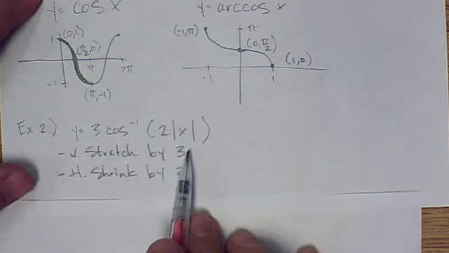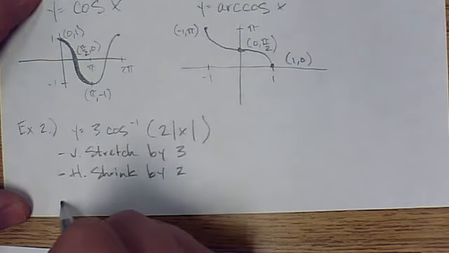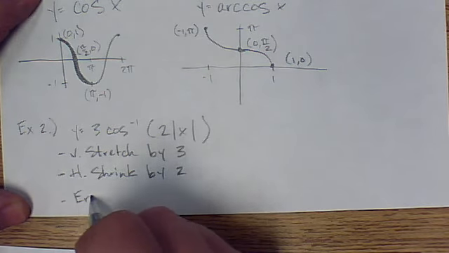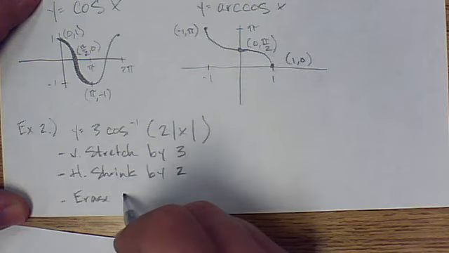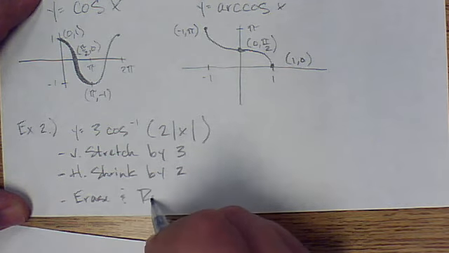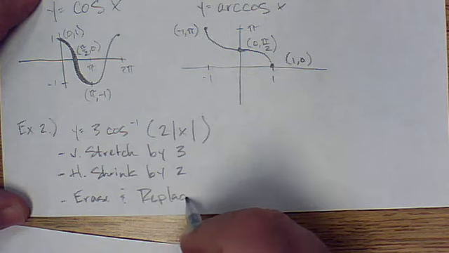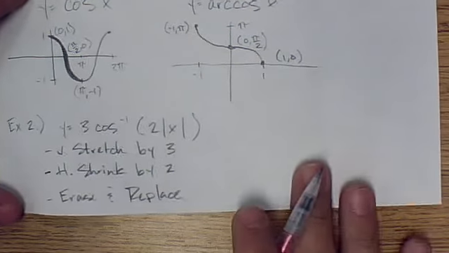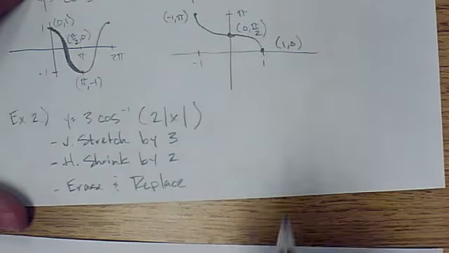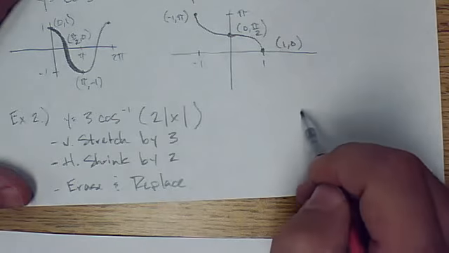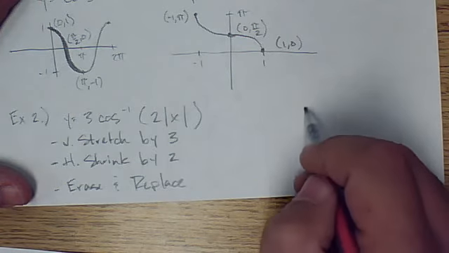And this time we've got absolute value on the inside, so that's the one that we call erase and replace. And I will remind you what that means. It's been a while since we've done anything with absolute values. That's why I threw them on here for you. So let's take our parent function.